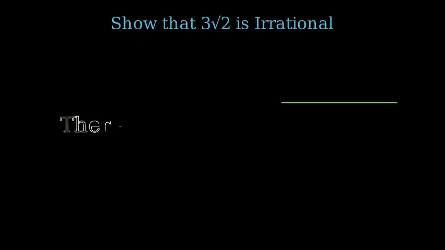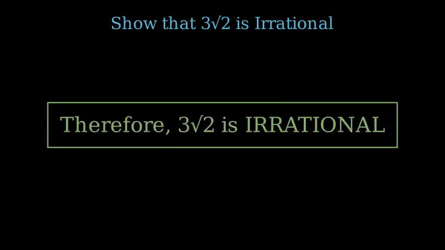This forces root 2 to be rational. But the square root of 2 is irrational. This is a direct contradiction. Therefore, 3 times the square root of 2 is irrational.